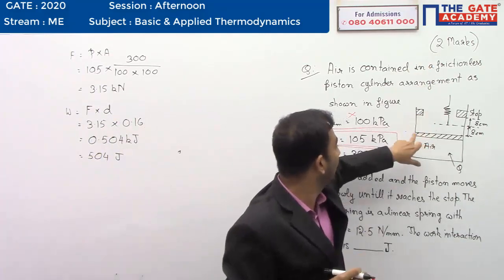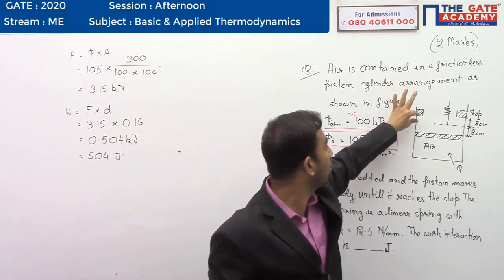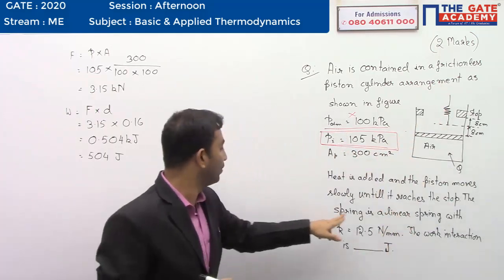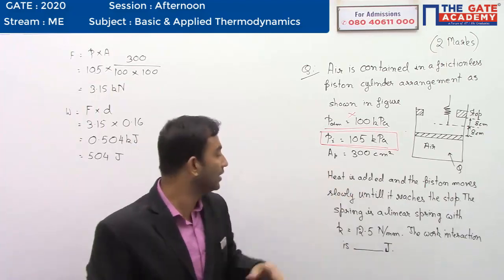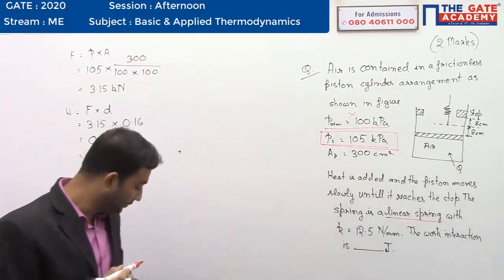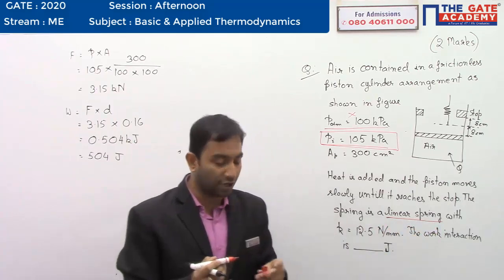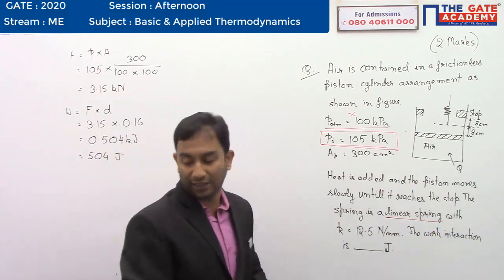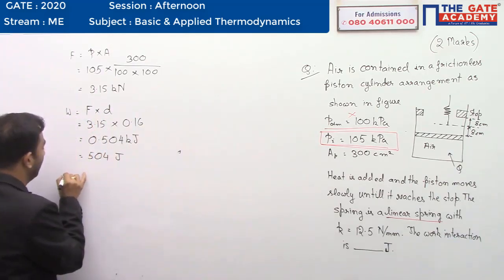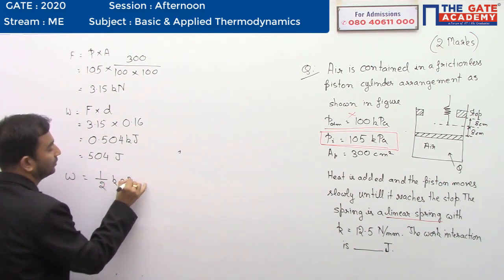Now, if we take a look at this diagram, we'll see that as the piston moves towards the stops, the spring gets compressed by 8 centimeter. The spring constant is given to me, and this is a keyword: this is a linear spring. Very good. So, for a linear spring, the work done is given by half K into X square.